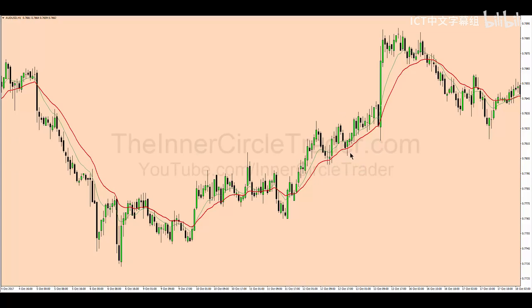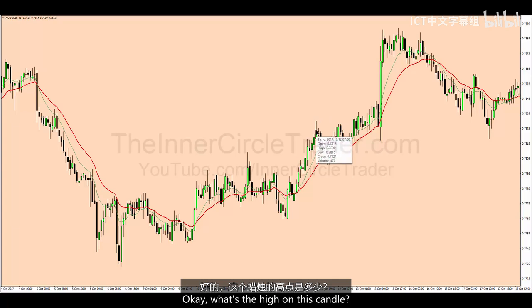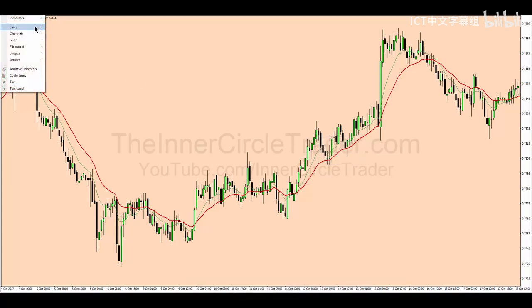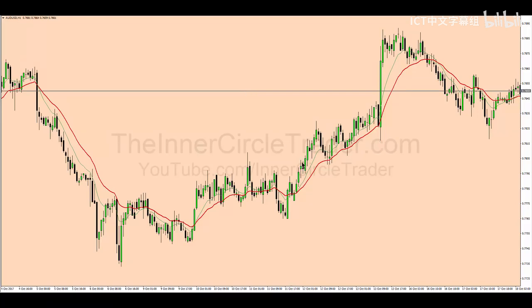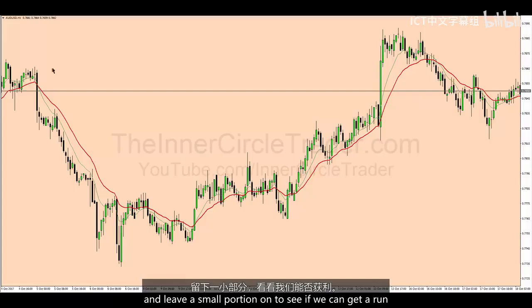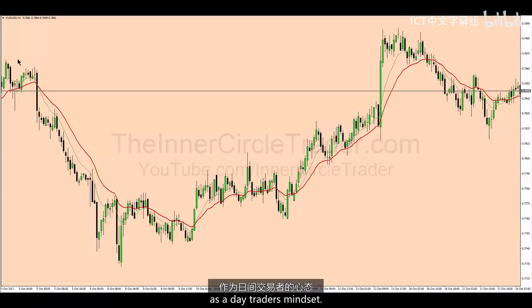If you see these scenarios, you can take it along. Why? Because you have equal highs here. What's the high on this candle? 78.30. So what's 20 pips above that? 78.50. So we could look for an area to go up to there. We could be a buyer here and take our profits here, or we can look over here and take a portion of it off here and leave a small portion on to see if we can get a run about 10, 20 pips above that, as a day trader's mindset. That type of thing.